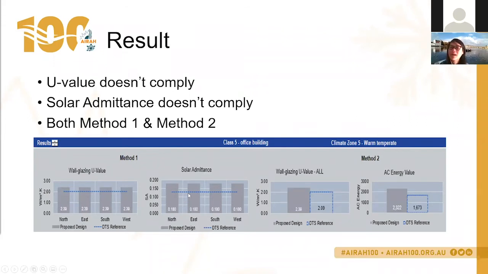And remember, with the wall glazing performance, we can not only try to comply on every single aspect, we could try to see holistically if it complies if we apply the area weighted method to look at the whole building. And what we can see here on the right side is that the wall glazing U value of my proposed design, once it's area weighted, still doesn't comply because it's 2.39. And same issue with solar emittance, which calculates the AC energy value much higher compared to my blue box.